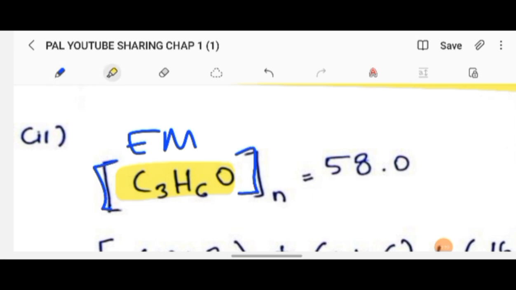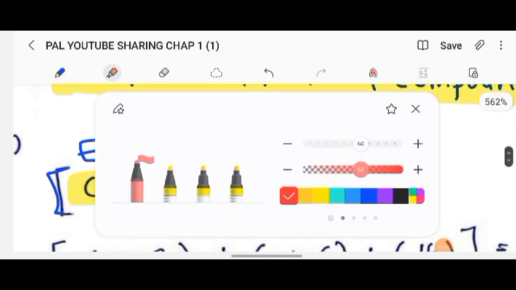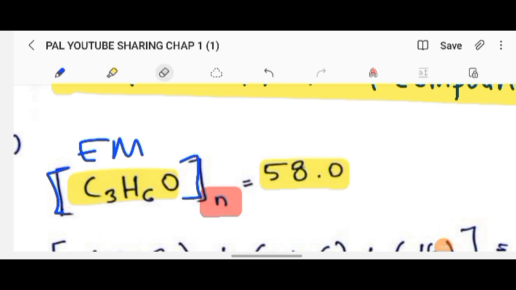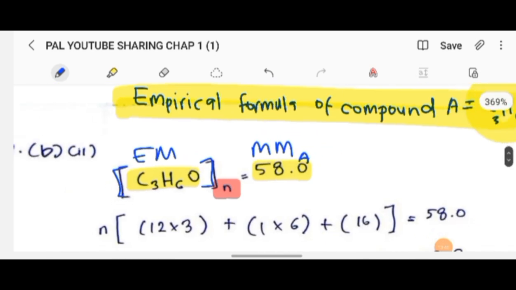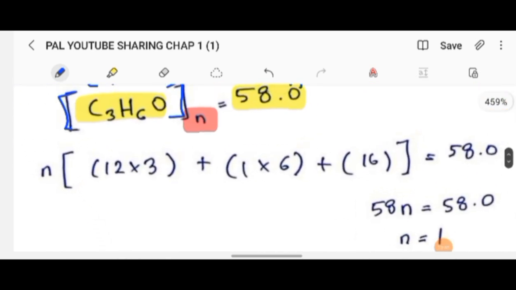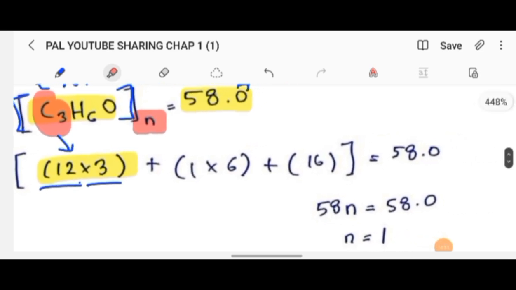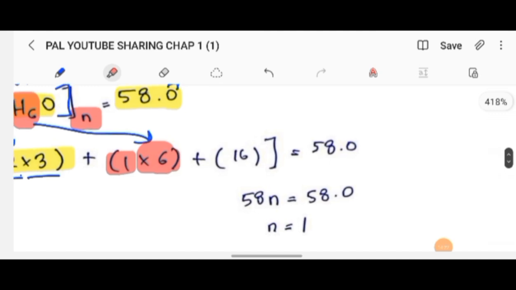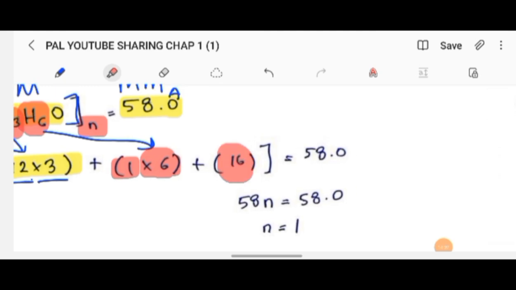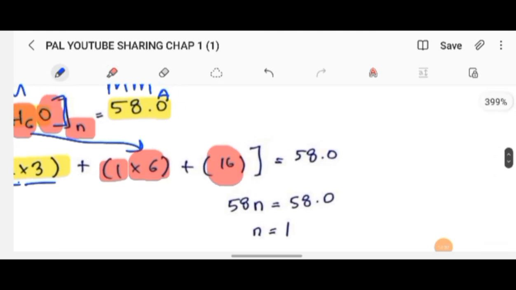the molar mass of compound A. And then, okay, so we just put in the numbers. So 12 times 3, which is the molar mass of carbon times 3, because carbon has 3 atoms in C3H6O. For hydrogen, the molar mass of hydrogen is 1, times 6 because it has 6 atoms, and then oxygen is 16 only. 16 is the molar mass of oxygen, and it is just 16 because oxygen has only 1, so it is actually 16 times 1.